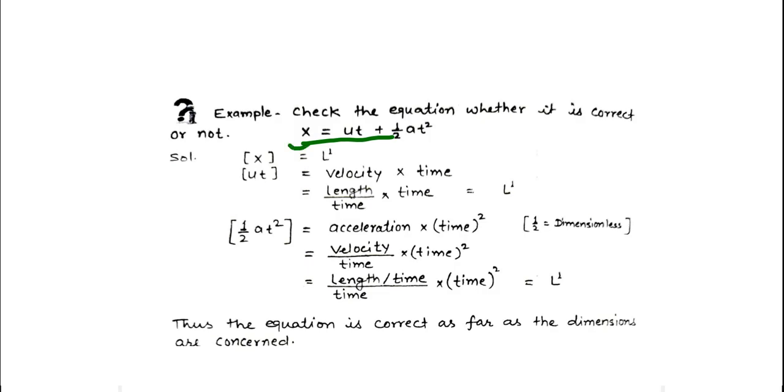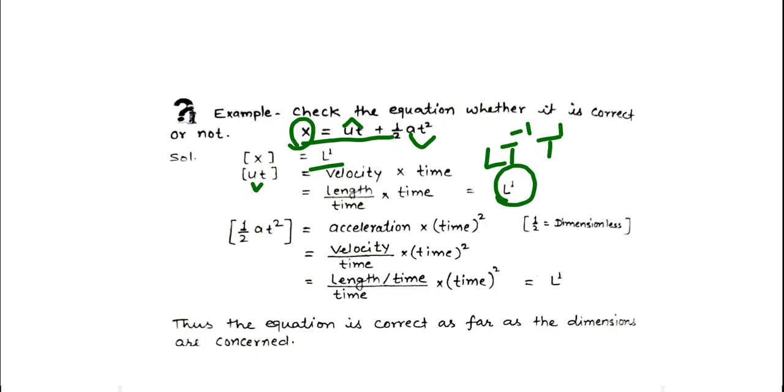What is this x? It is just displacement. So what is ut? It is velocity into time, plus half at square. You can take the displacement's dimension as L to the power of 1. What is the velocity into time? That means u into time. Velocity you could write as length by time, that is L T to the power of negative 1, multiplied by time. So when you multiply this with time, you are getting only L.